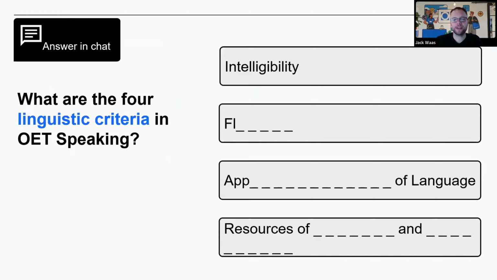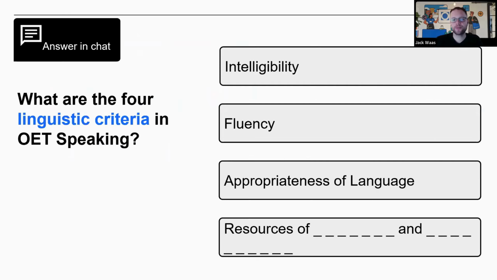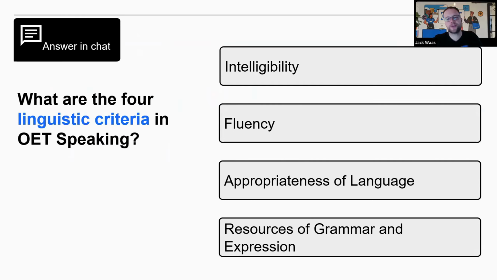We have intelligibility, fluency, appropriateness of language, and resources of grammar and expression. Those are the 4 linguistic criteria that you're assessed on.